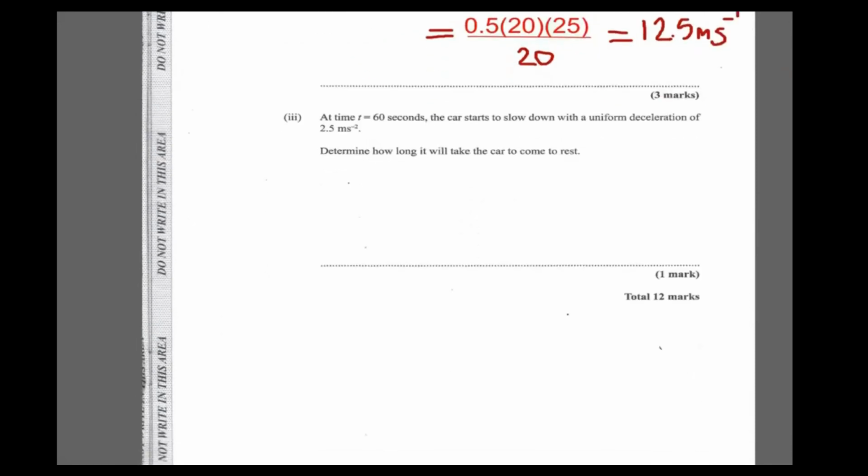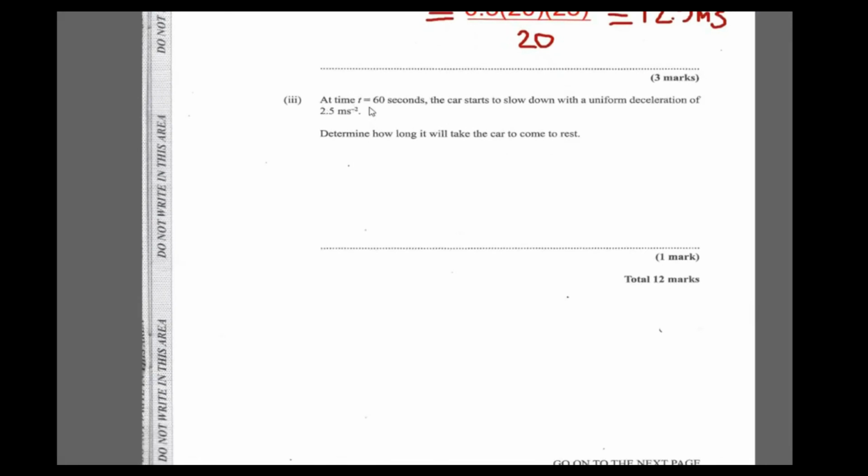Have lots of fun. Now, at time t equals 60 seconds, it said the car started to slow down with uniform deceleration of 2.5. Deceleration means negative acceleration. So negative 2.5 is the acceleration in the next phase. It asks, how long will the car take to come to rest? How long will it take for the velocity to become 0?